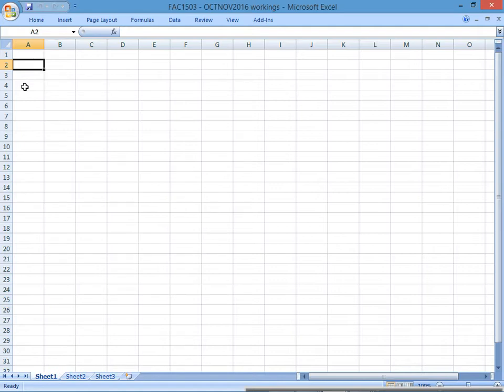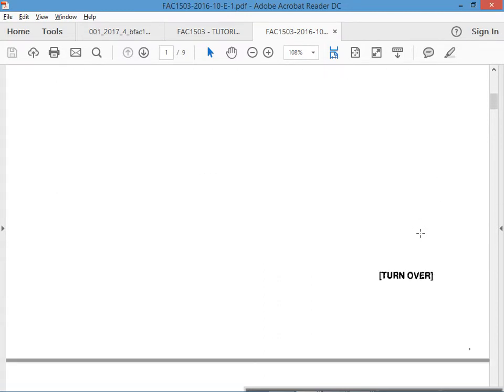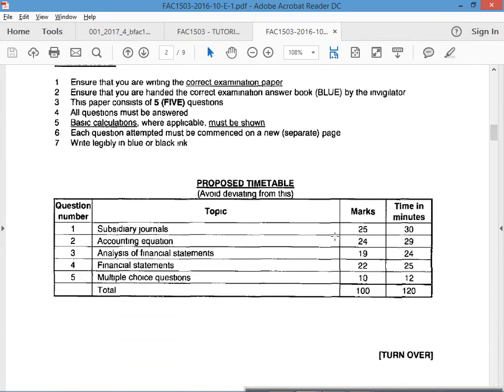Okay, so let's label the sheets. I'm going to call the sheet question. I'm looking at question number 2. Okay, good exam technique. So let me discuss some exam technique while we're looking at past papers. Right, so this is the past paper that we're going to be discussing. October, November 2016. What am I going to do? I'm going to look at this, the proposed timetable. Okay, and I've obviously got 5 questions I need to answer in the 2 hours that I have in order to pass. Right, I'm loving question number 2.